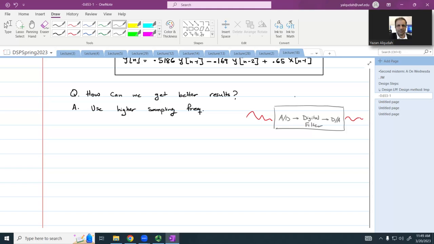But if the signal is already sampled at a certain sampling frequency, then I cannot change the sampling frequency. Does that make sense? If the signal is given to me already sampled, if I'm only controlling this part, then I don't have control over the sampling frequency. Make sense? Yeah. Upsample or downsample to.